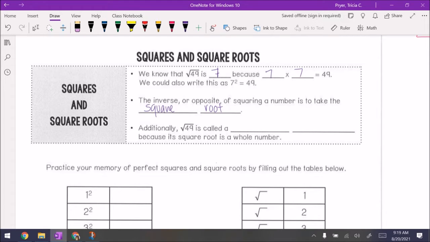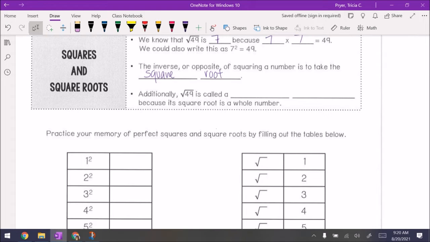Okay, so the square root is just the inverse. I don't like to use the word opposite. It's kind of wrong. Opposite means negative, but inverse just means you're undoing something. So if you want to undo taking the square root, you square something. It's just like multiplication. If you want to undo multiplication, you divide. If you want to undo subtracting, you add. The same type of relationship. So the square root of 49 is called a perfect square because its square root is a whole number.